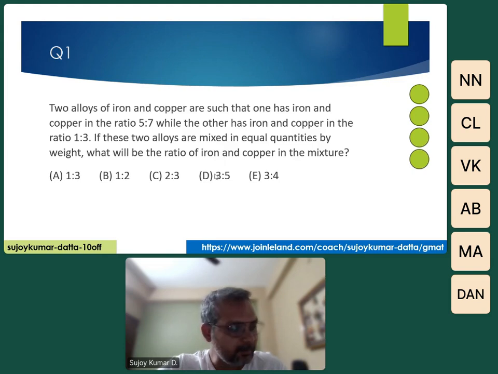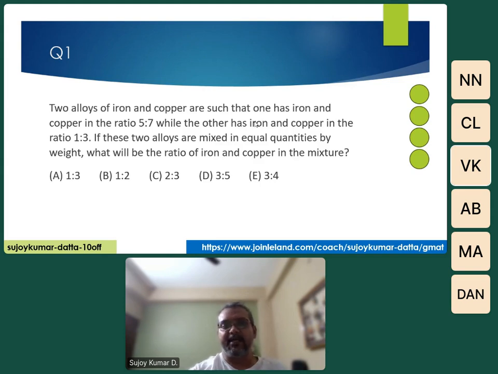Anyone got the answer? Yes, I think it's D. 3:5. Okay. What did you do? Yeah, so I just wrote it out first. So I said it was 5:7 and 1:3. Then I added. I said 5 plus 1 is 6, and 7 plus 3 is 10. So my ratio was 6/10, and that simplifies to 3/5.